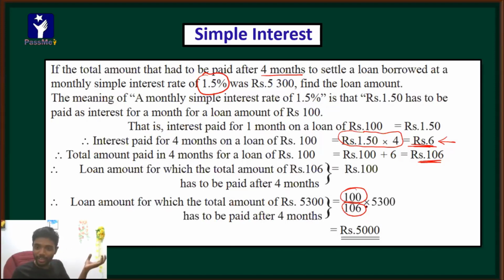what I took is 100. But I know that I already paid 5,300 rupees. If you calculate this one, you get the value as 5,000. That means the loan amount he took is 5,000. That is the answer here. You don't need any formula or equation. You can just use your brain and think a little bit more. This is a simple one.